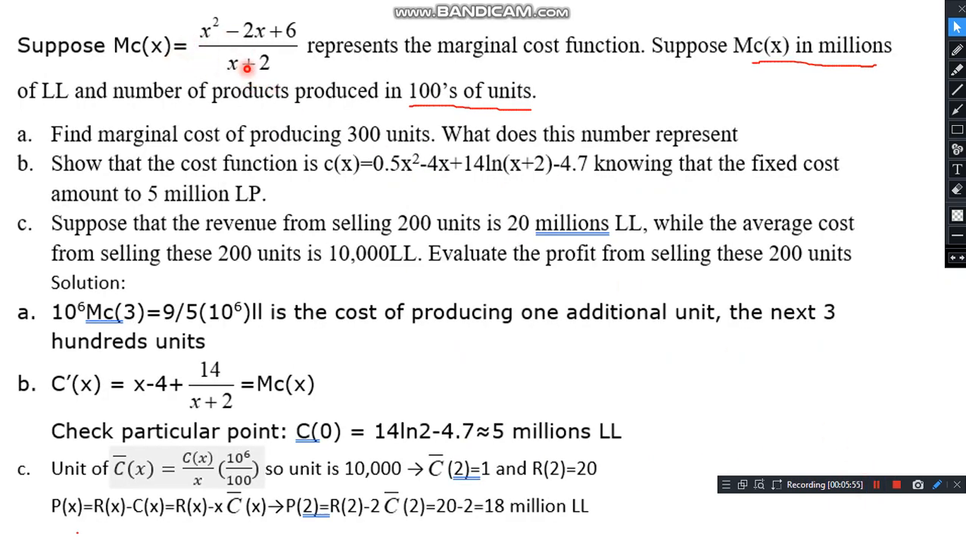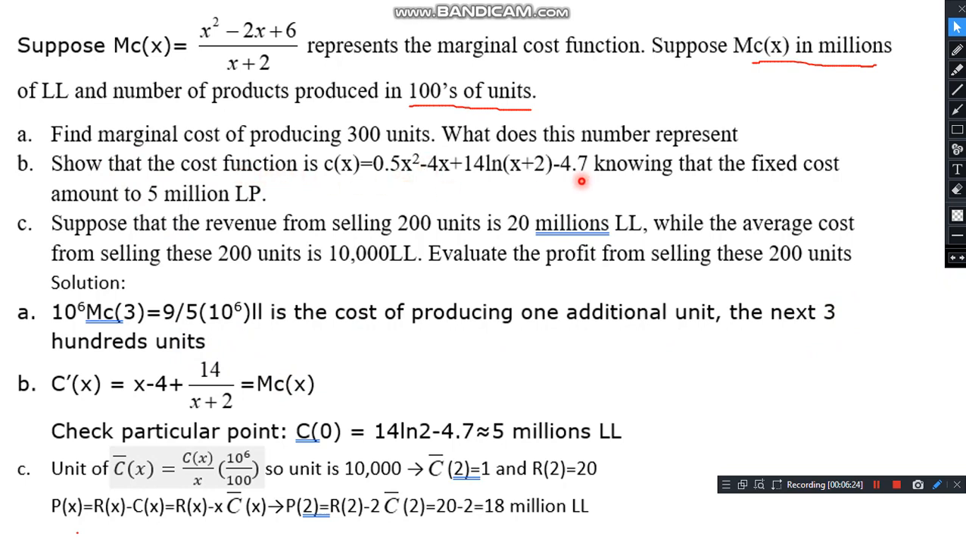Now another example. I gave you marginal cost, where marginal cost is in millions of Lebanese lira and X is in hundreds of units. Find the marginal cost of producing 300 units. So it will be million, MC of 3. So you're going to get 9 over 5 million Lebanese lira. What does this number represent? It's the cost of producing one additional unit. It means the next 400 units, sorry, here the next 400 units. So you must have here 4.